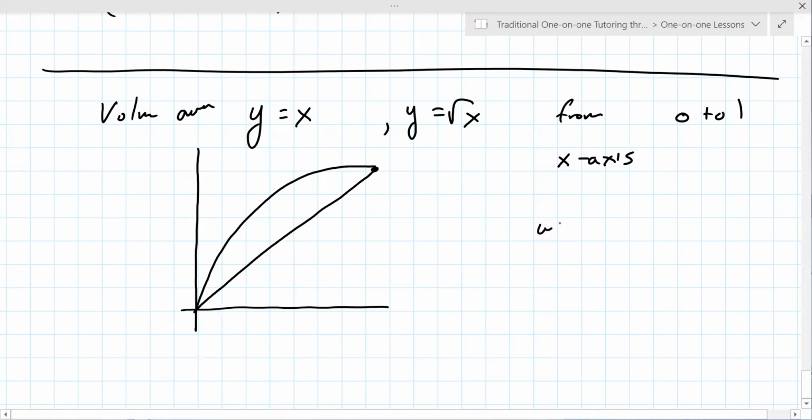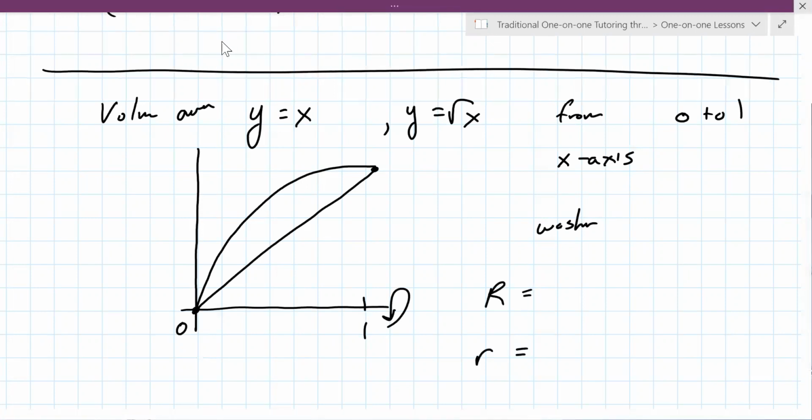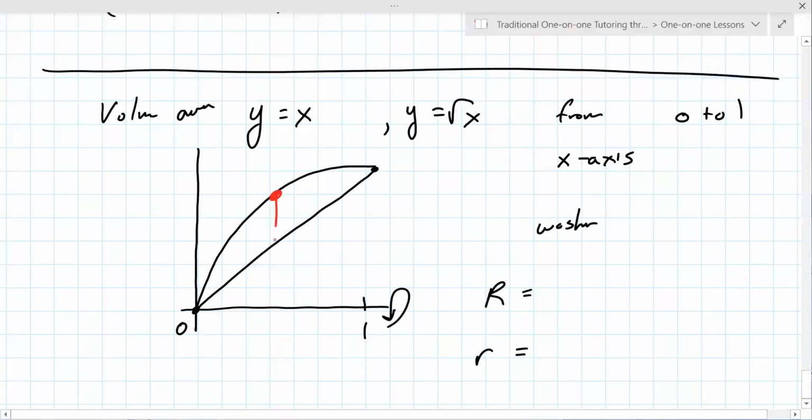So this is a washer problem. It's a washer problem because from 0 to 1, there's a gap between this region and the axis we're revolving around. And if we were going around the y-axis, we would have the same gap. So you've got to figure out your big R and your little r. What I used to do, and I find this pretty useful, is to draw out a potential big R. That way I knew which one it is. In this case, big R is the square root of x.